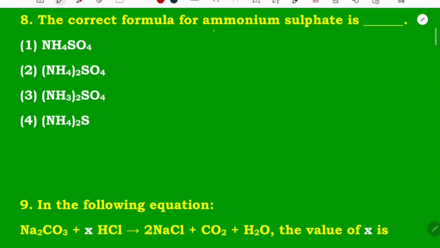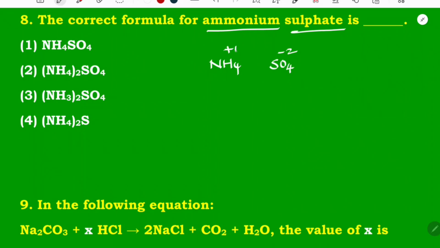the correct formula of ammonium sulfate. So ammonium means NH4 plus, and sulfate means SO4 minus 2. Ammonium is NH4 plus, not NH3.